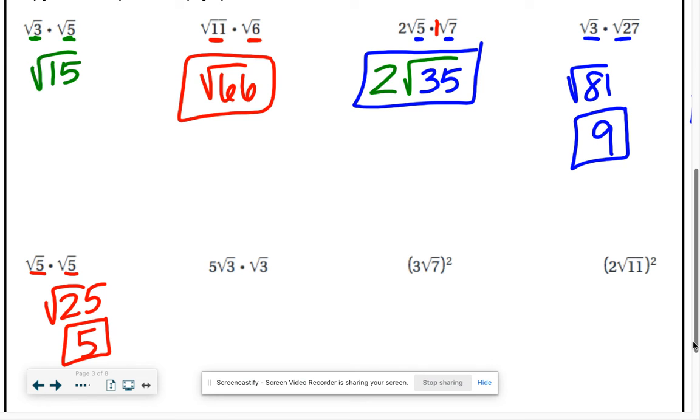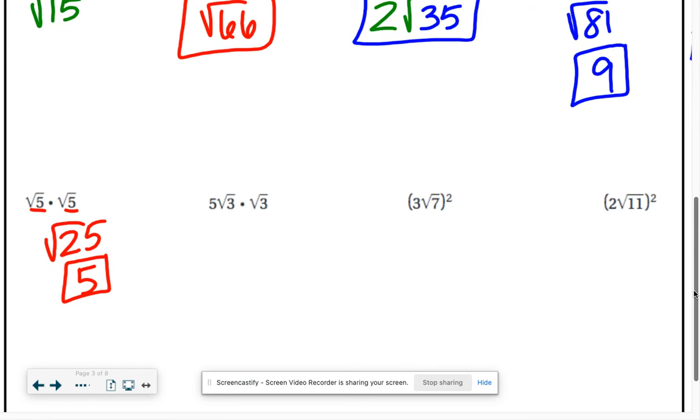Ooh, we got another weird one. There's an imaginary 1 there, so what's 5 times 1? 5. Now take your radicals. 9. Perfect. Can we break down 9? Yeah, 3. What about the 5? The 5 stays 5. 5 times 3 is 15. Then we square root the 15.